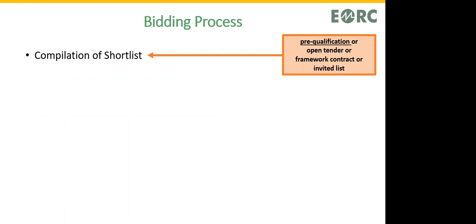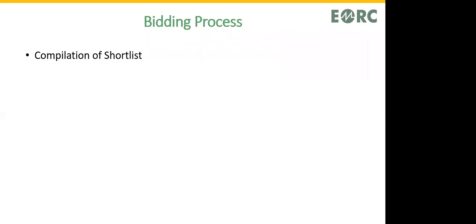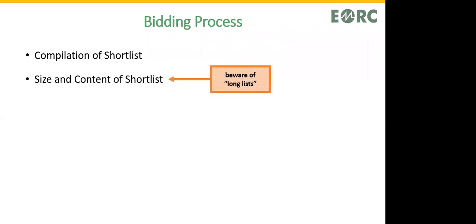Compilation of the shortlist. Again, we've heard from Gregory ideas around pre-qualification, open tender, a framework contract, or indeed an invited list. And I think in each case, we would recommend pre-qualification so you've got an understanding of your bidders' technical and financial qualifications and the strength of their management team. And you've got a basis to put together a shortlist. And on the size and content of that shortlist, you will be in a much stronger position if you can have a shortlist, maybe 4, but no more than 6 bidders who you are sure are going to bid and can deliver a quality bid for you, rather than a speculative long list, which will act as a deterrent to some of the better qualified bidders.